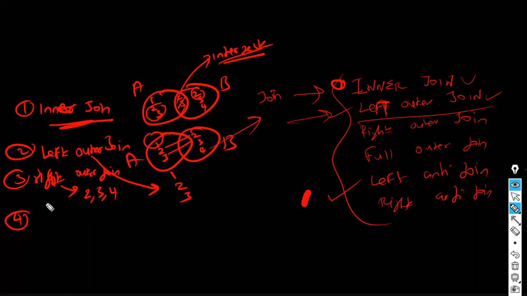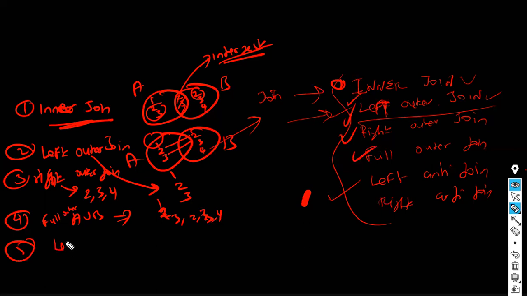The next one is full outer join, all the values. A union B. So 1, 2, 3, 2, 3, 4. Full outer join. It returns all the values from both data sets. Fine, that is your full outer join. And left anti-join. What is left anti-join?